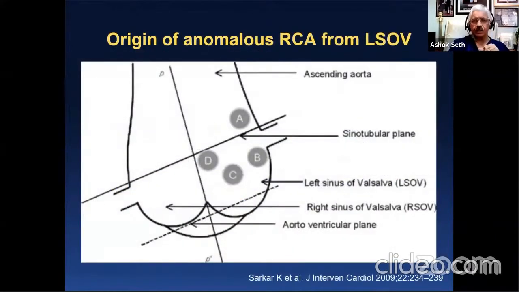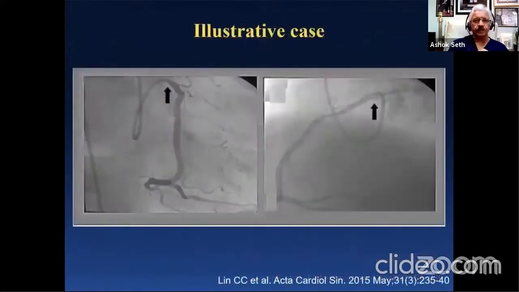Here are the origins of the various RCAs from the left sinus. The one I said was the most difficult is B. These A, C, and D can be more easily cannulated with the Amplatz catheters. And by the way, in an AP cranial projection, do remember that those would point anteriorly, and therefore you can intubate them. Though my favorite way to intubate this is, of course, the inverted Judkins catheter.